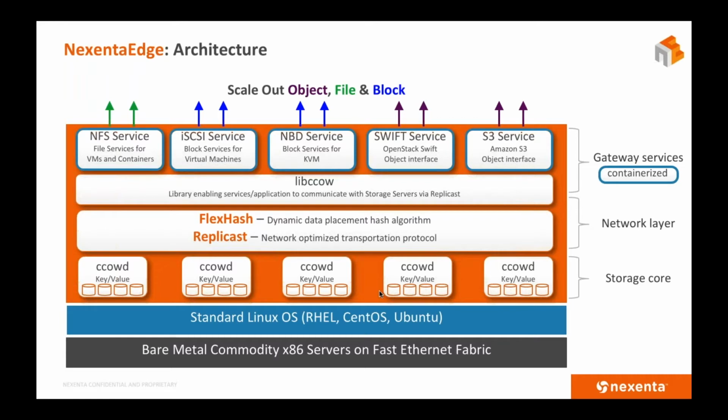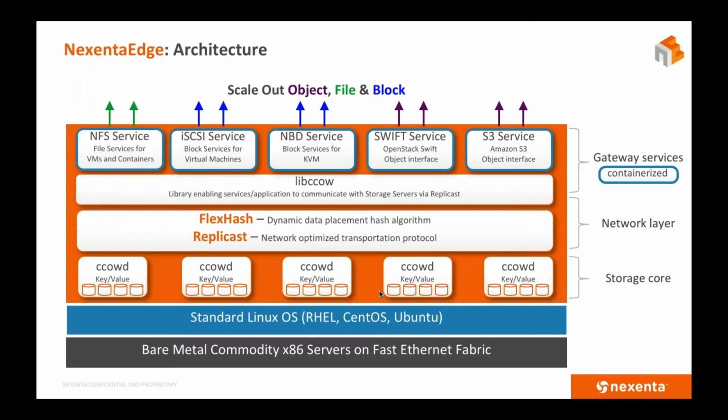At the top level here, what I have is what I call our services layer. Gateway services, and this is really the translation layer between a protocol that you understand or your application understands, something like NFS or iSCSI or S3 object storage. The service translates this into what NexentaEdge understands.